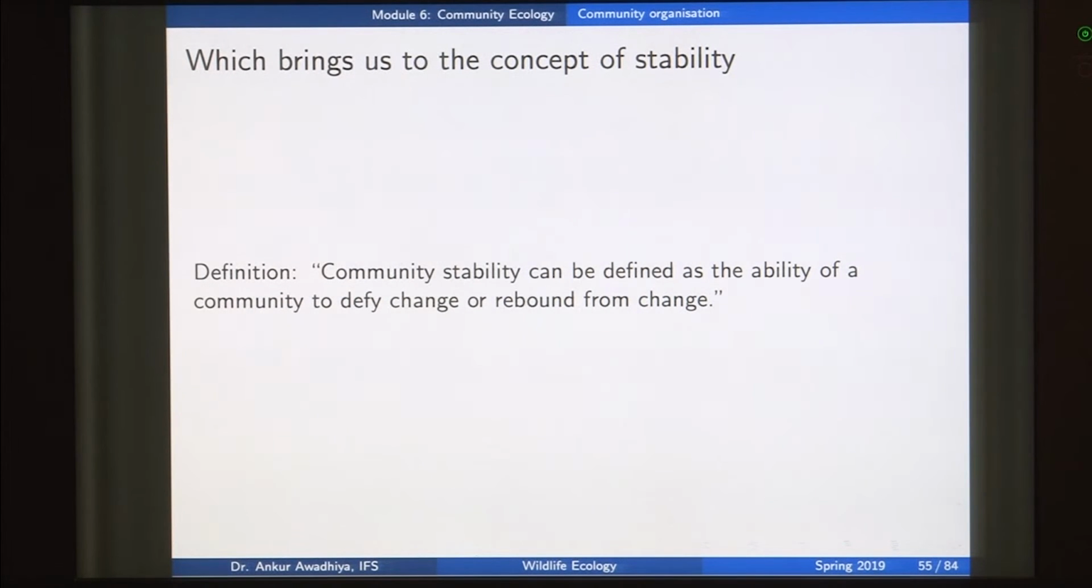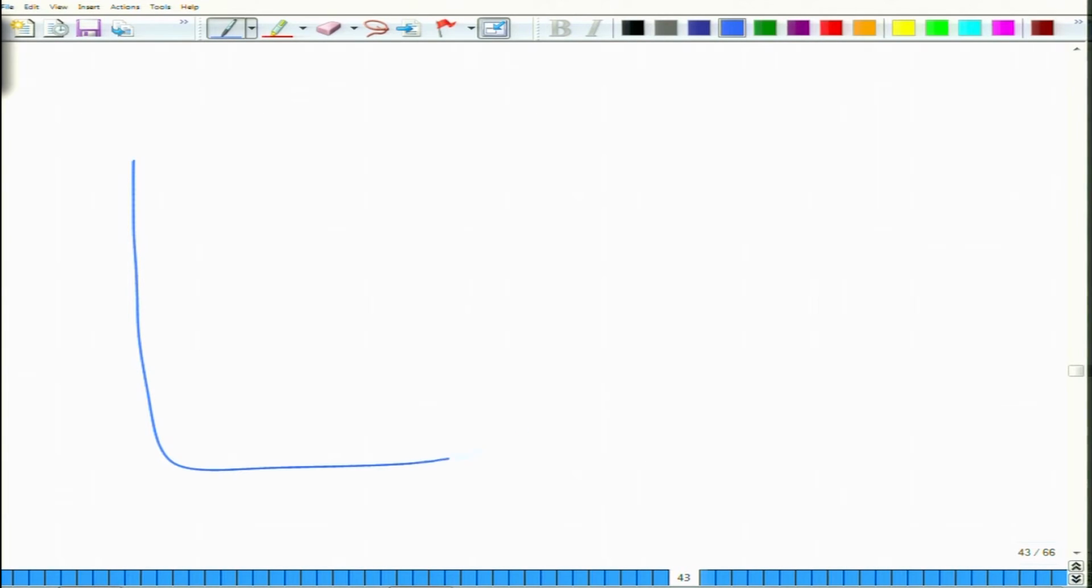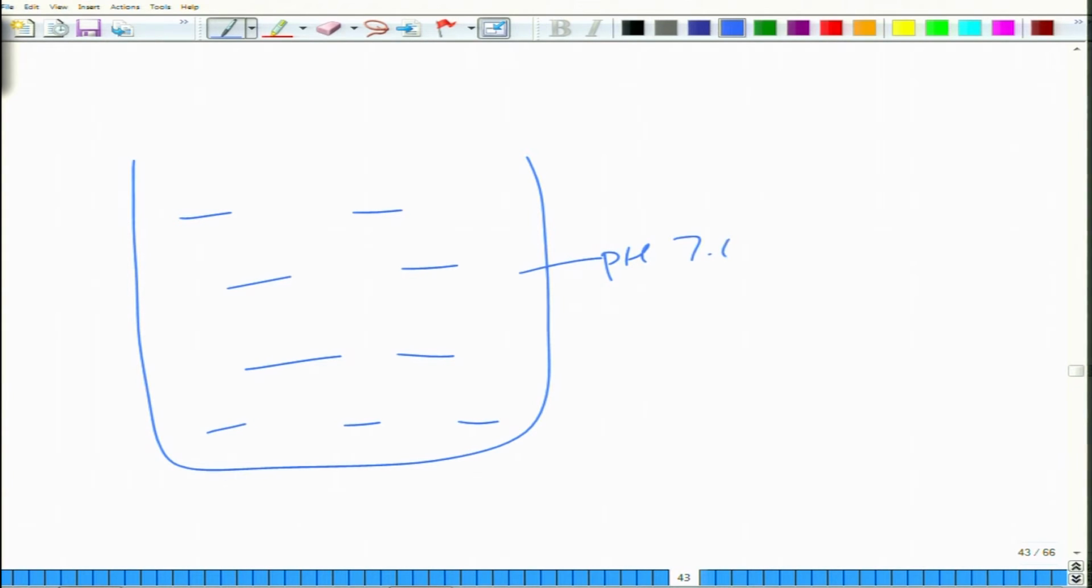So, suppose you have a beaker with water in it, and the pH of the water is 7, and now you add acid into this water. As soon as you start adding acid, the pH starts decreasing. So, this is an example of a system that is not able to resist a change.